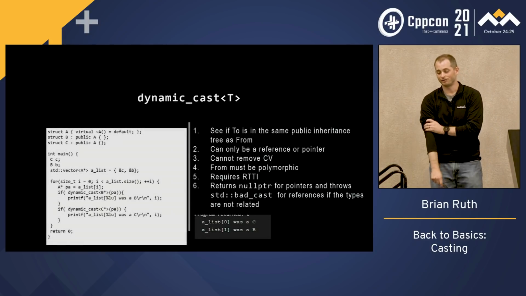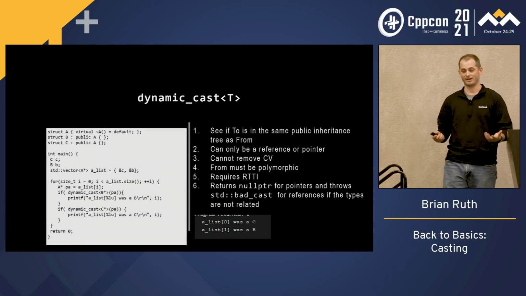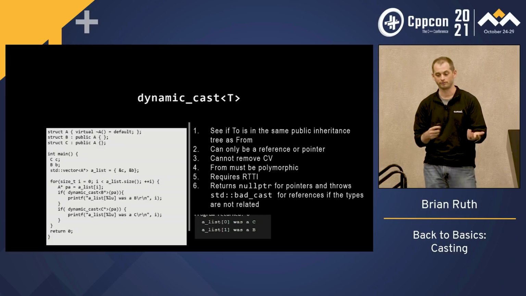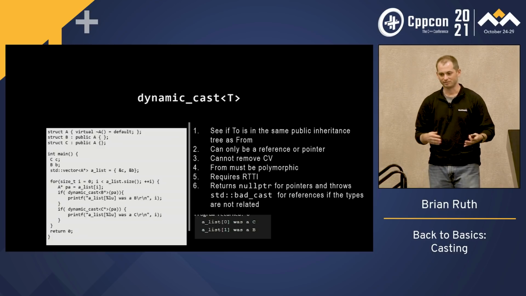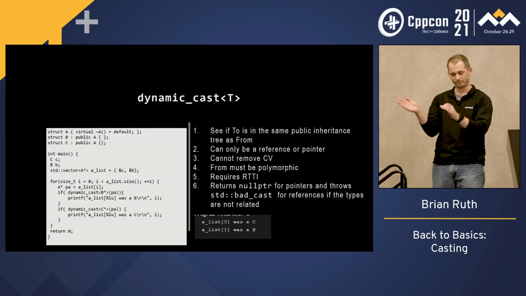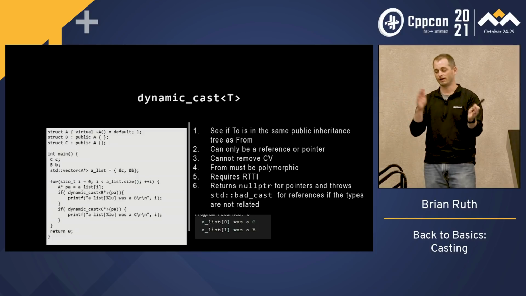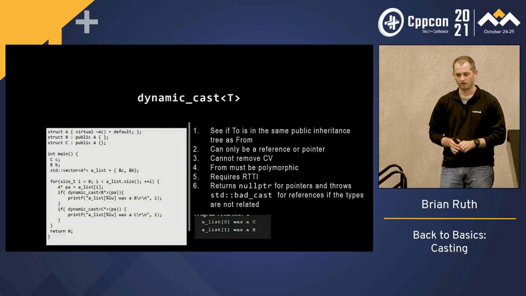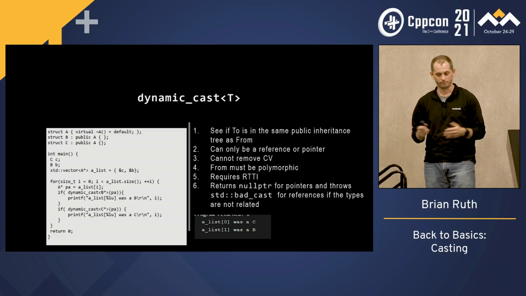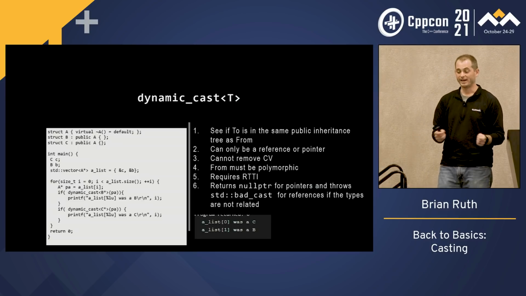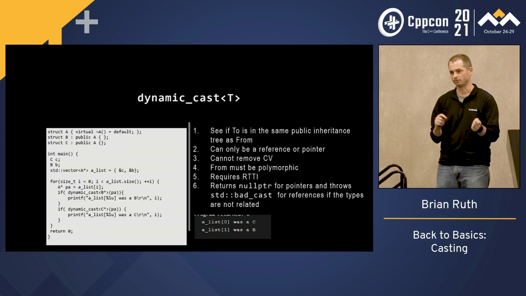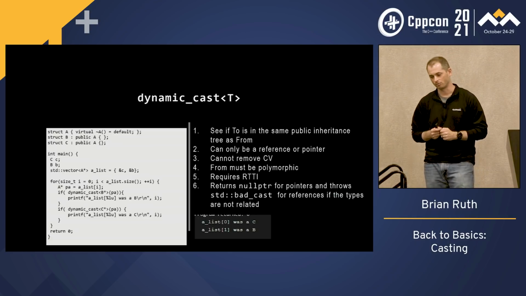So the reason I mentioned RTTI is dynamic cast, which is going to require this in order to do its work. What this is, is kind of a way to see if to or from are in the same public inheritance hierarchy as each other. Now, if there's private inheritance, this will fail. You can only cast to and from a reference or a pointer. So if you're doing regular types in dynamic cast, it's not going to work.